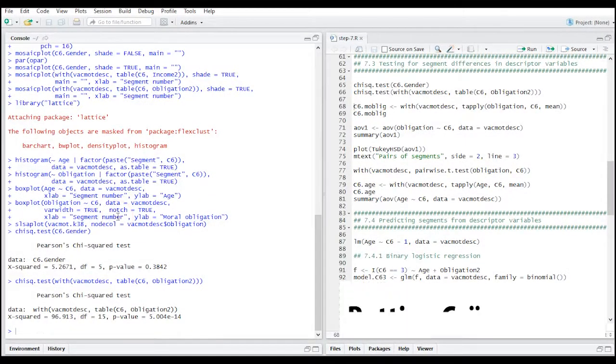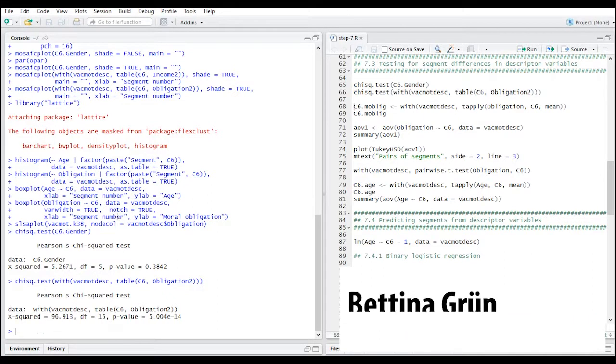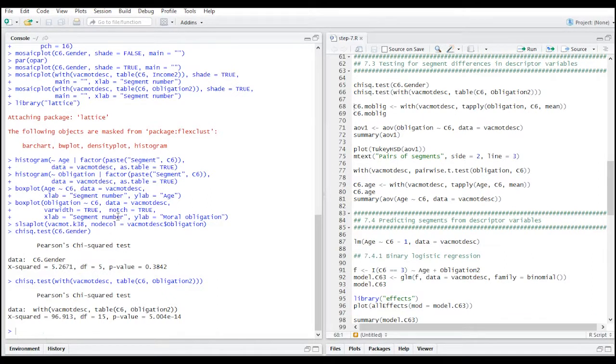Step 7, describing segments. Now we want to look at which tests we could run to compare a metric variable as a descriptor variable over segments. And here we use the obligation score we have in our data set. And the first thing we are doing is we calculate the mean obligation values for each of the segments. And we do this using the function tapply.